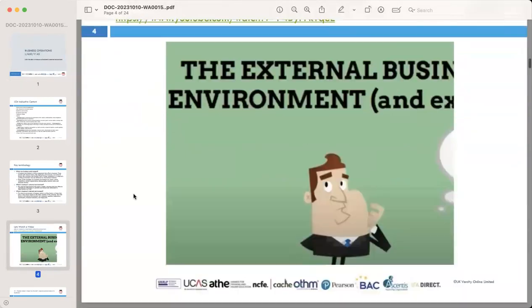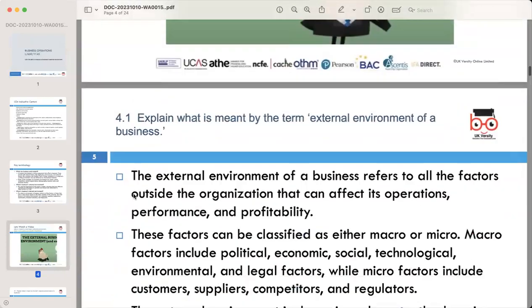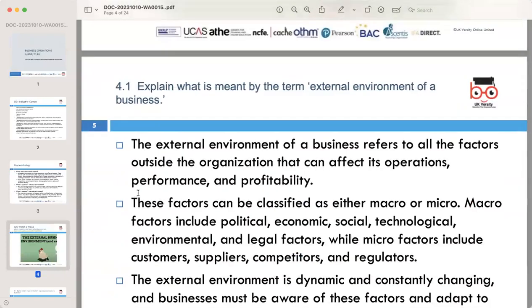So, explain what is meant by the term external environment of a business. Anyone, if anyone is there, any comments on this?